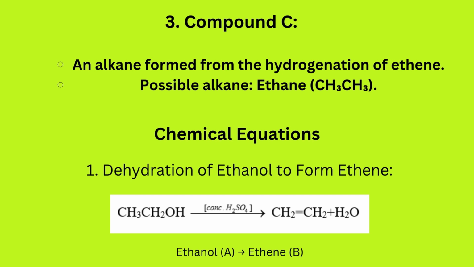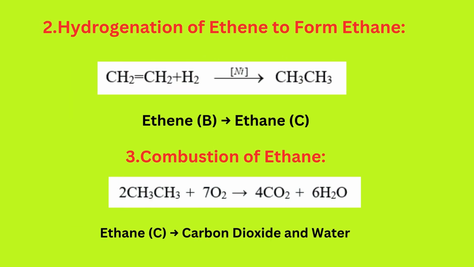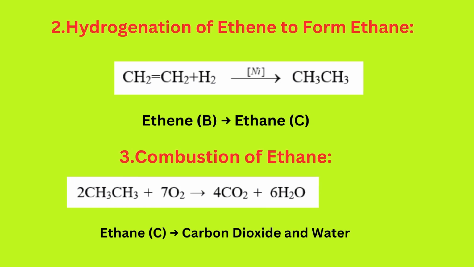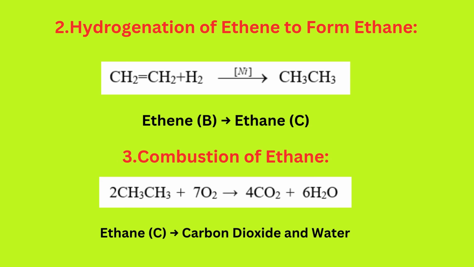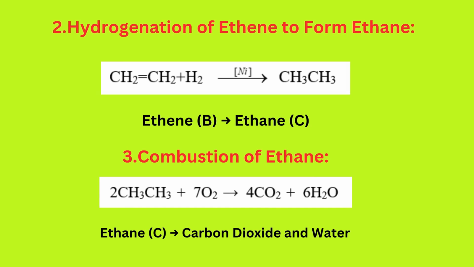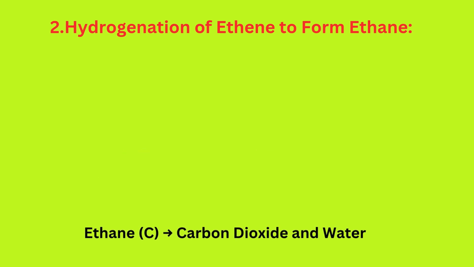Chemical equations. 1. Dehydration of ethanol to form ethene. Ethanol, in the presence of concentrated sulfuric acid, gives ethene and water. 2. Hydrogenation of ethene to form ethane. Ethene plus hydrogen in the presence of nickel as a catalyst gives ethane. 3. Combustion of ethane. Ethane reacts with oxygen to give carbon dioxide.